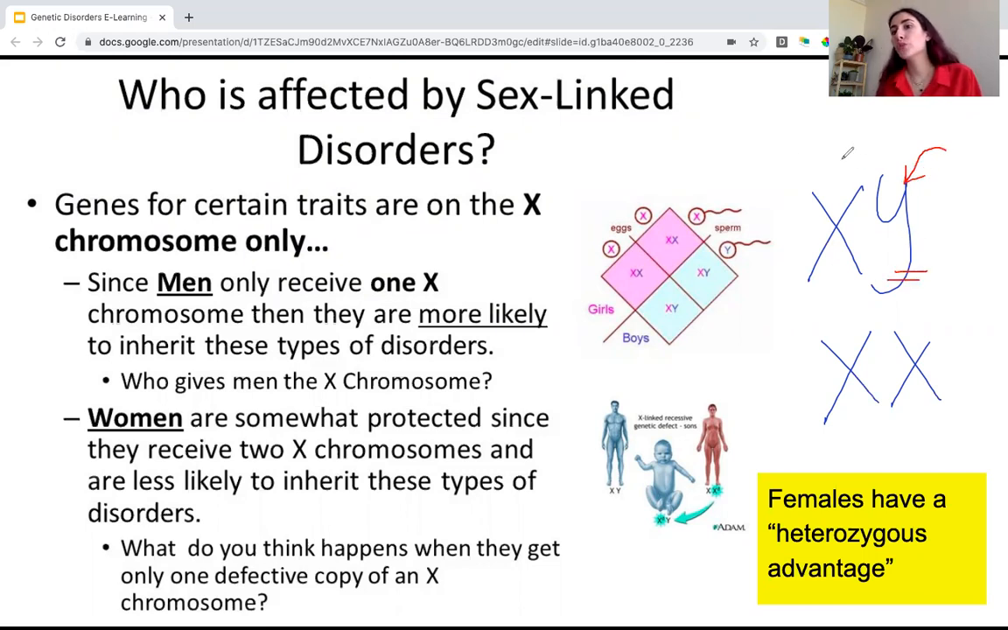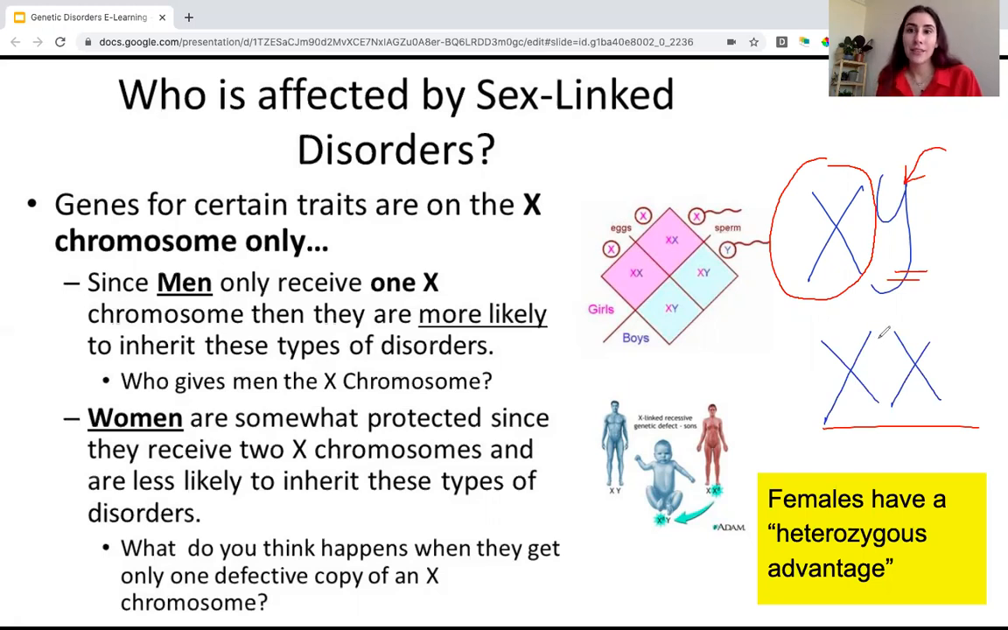But which X they inherit, it could have come from mom or it could have come from dad. Same thing with the females, right? One of these X's came from mom, one of them came from dad. Which one it is is a pure random event. Again, that is why we use probability.